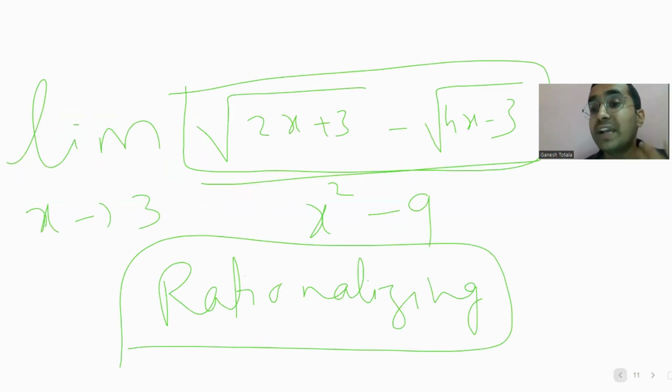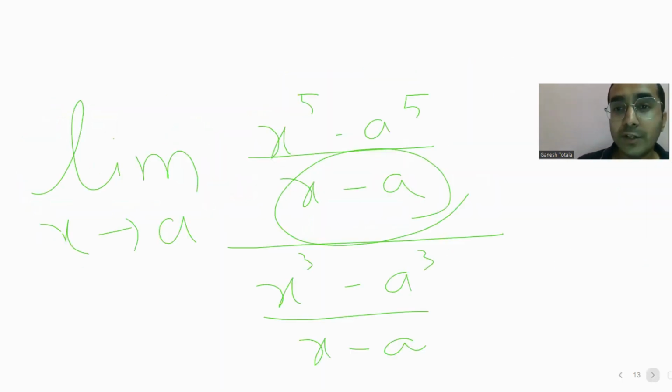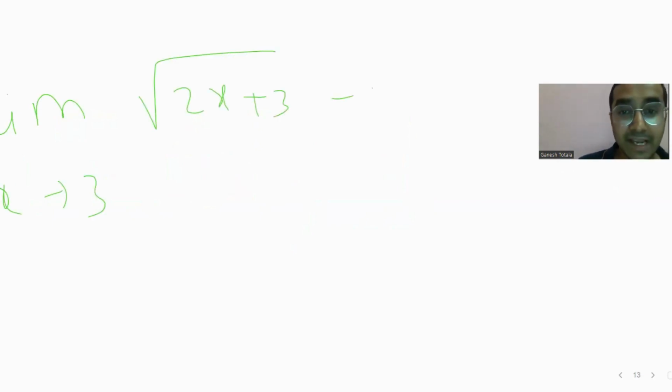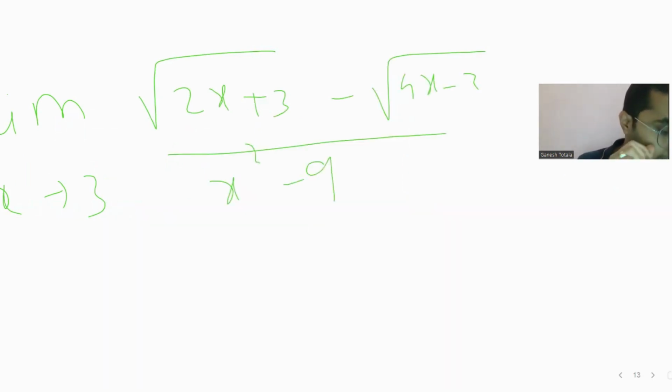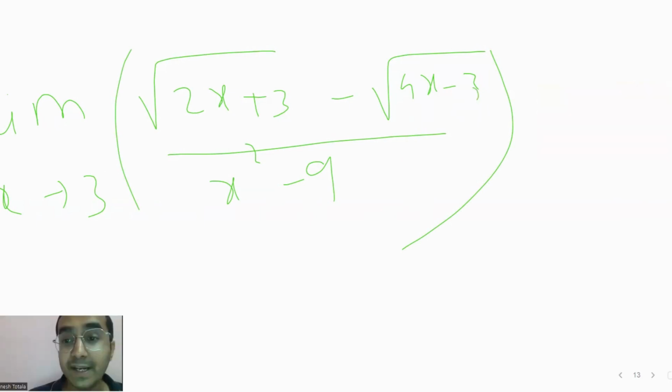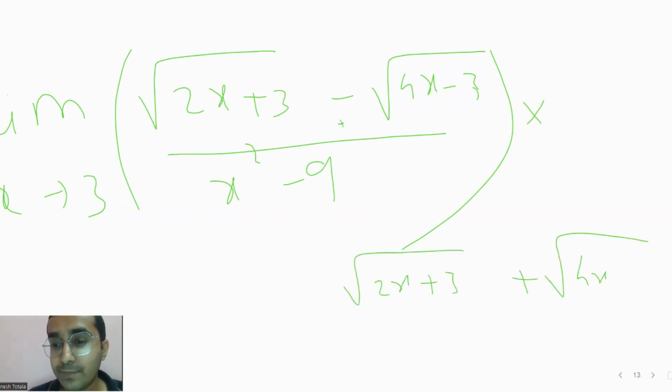So let's rationalize this. Rationalizing means we are going to multiply and divide by the conjugate of the numerator. So, limit as x tends to 3 of root of 2x plus 3 minus root of 4x minus 3 upon x square minus 9. I'm multiplying and dividing by the conjugate, so the conjugate will just have a plus sign over here. It will be root of 2x plus 3 plus root of 4x minus 3.